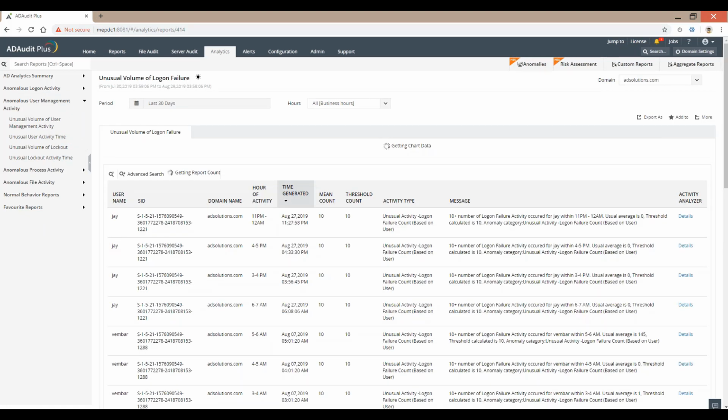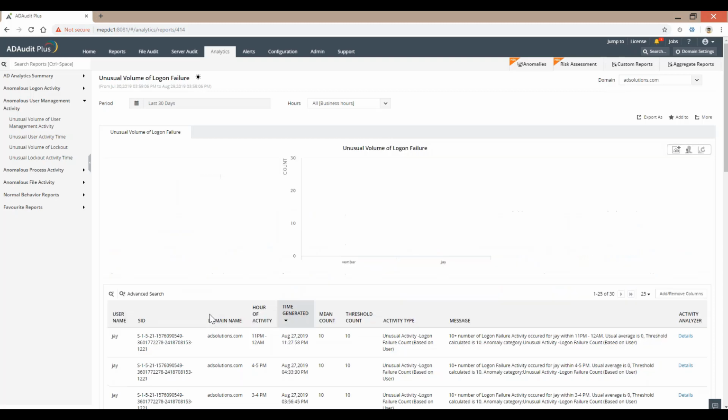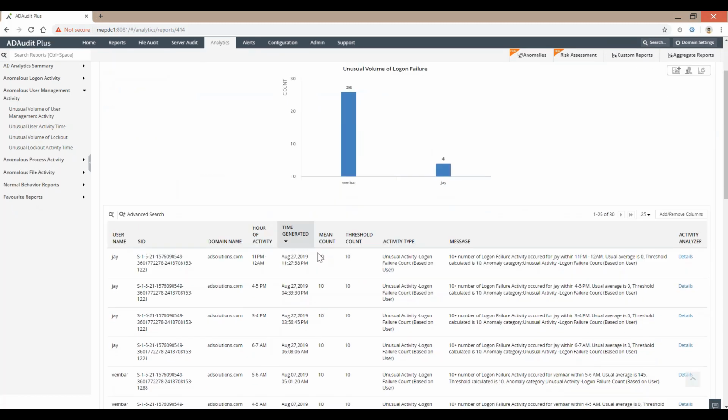I have right here myself, username J. The user has an unusual logon failure. 10 plus logon failures activity occurred between this time. So this is 11 p.m. to 12 a.m. This is not my usual working hours. But then there were 10 logon failures, which is not my average. My usual logon failure is almost as good as zero.